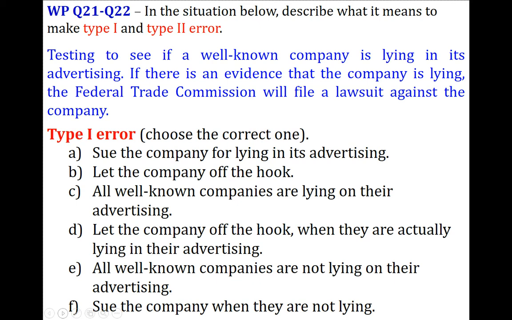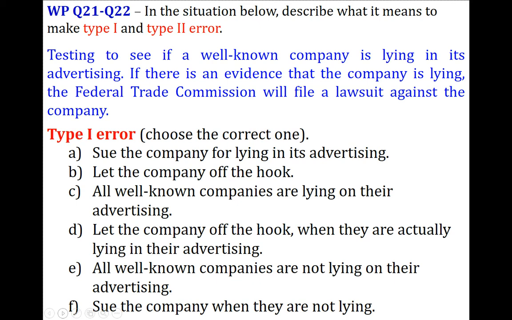In the situation below, describe what it means to make a type 1 and a type 2 error. We are testing to see if a well-known company is lying in its advertising. If there is evidence that the company is lying, the Federal Trade Commission will file a lawsuit against the company. A type 1 error. So remember, I believe a lie.